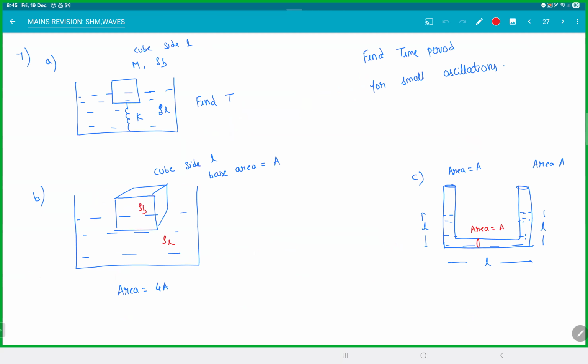Let's get these two. We have a block inside a liquid and there's a spring also. Find the time period. We have a block of side L. The base area is A. The container area is 4A. Find the time period for small oscillations. U-shaped pipe, length L, L, L, area A. Find the time period for oscillations. Fluid mechanics, SHM.